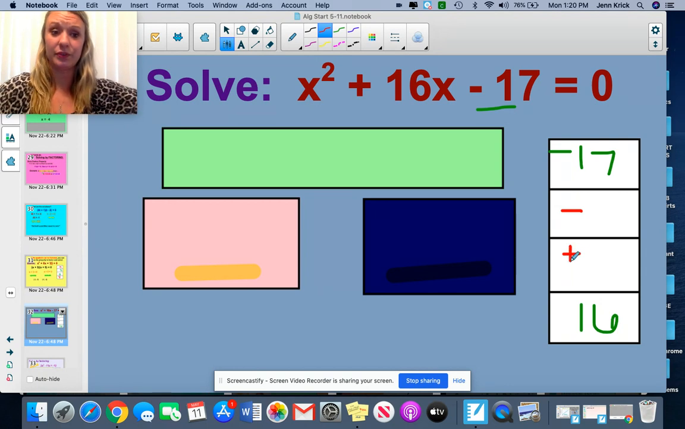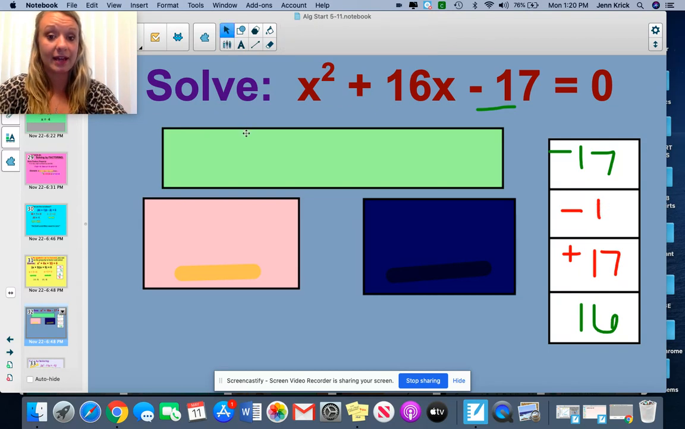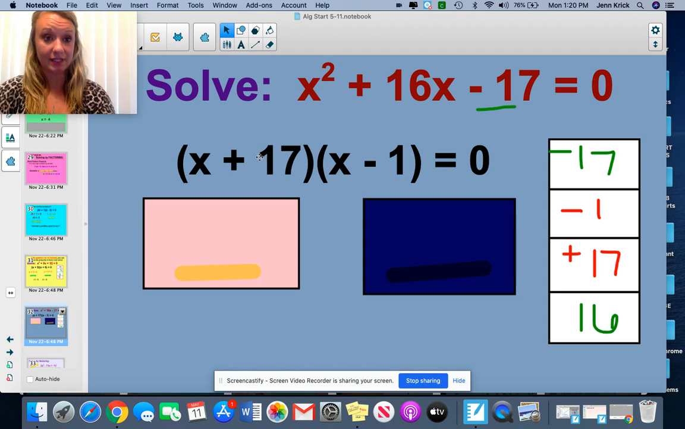And I know that the only factors of 17, because it's prime, are just 17 and 1. If it has to add up to a positive 16, I know that it's going to be a positive 17 and a negative 1. So when I write that in factored form, I've got x plus 17, x minus 1, all equal to 0. Then you just set both of your quantities equal to 0.